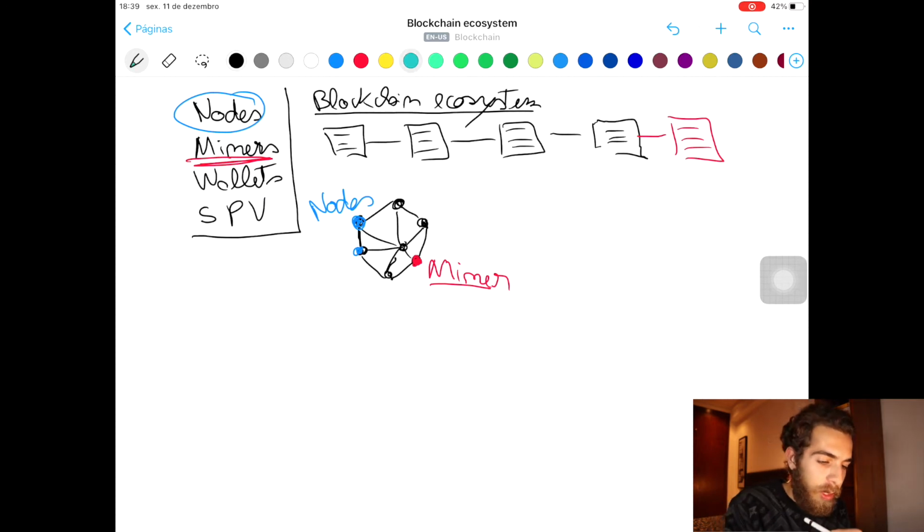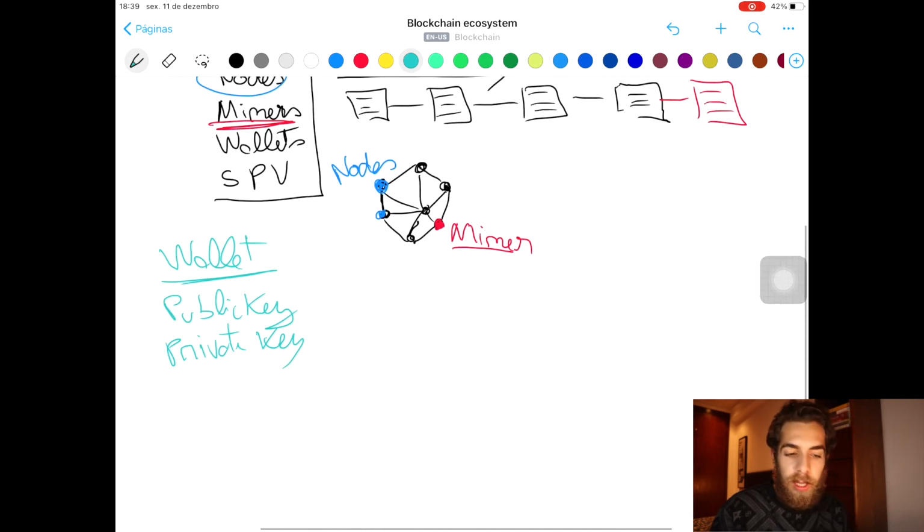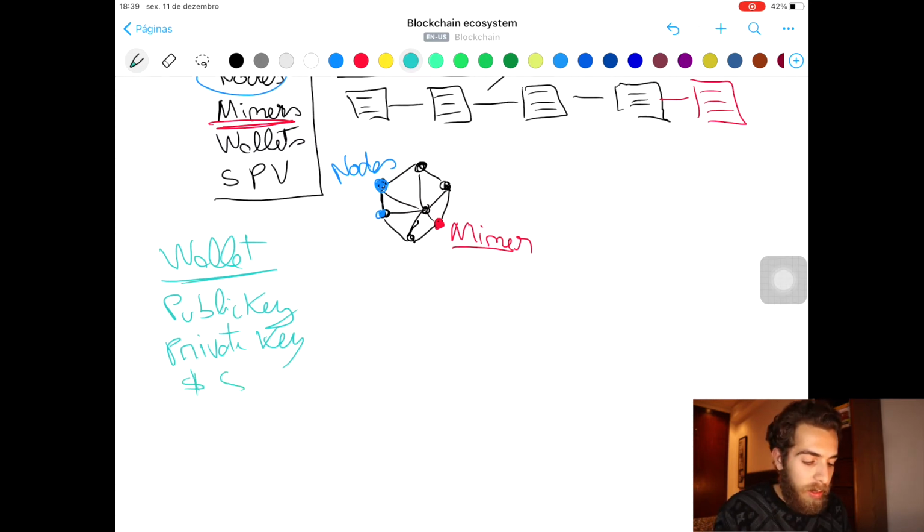But if you have a wallet, in a wallet you have basically a public key, a private key, and you have the amount, the balance of stuff that you have, like the coins that we were mentioning. Actually in Bitcoin it is a bit different, but in simple terms, you have some kind of amount there, and you can send and receive.